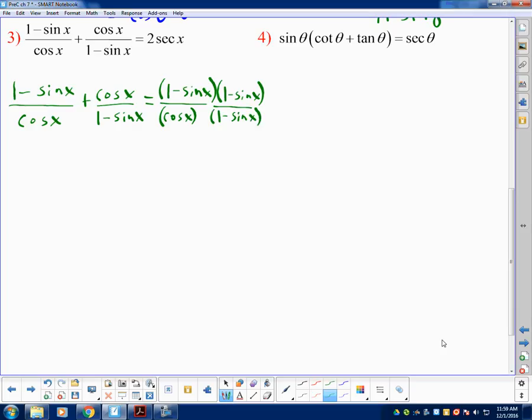So I'm multiplying top and bottom of this one by 1 minus sine x. And then I'm going to take cosine of x over 1 minus sine x. And what am I going to multiply top and bottom of that by? Yes, cosine of x.